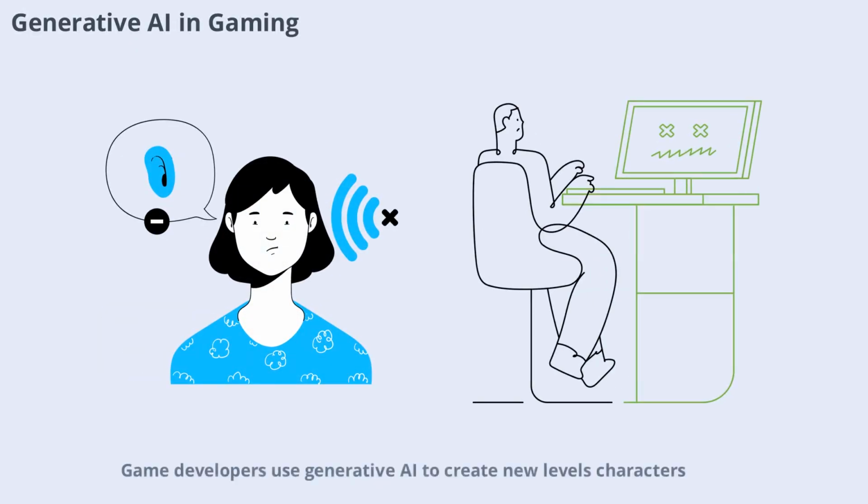Game developers use generative AI to create new levels, characters, and storylines. These models can generate content on the fly, making games more dynamic and engaging. The ability to create endless variations keeps players entertained and coming back for more.